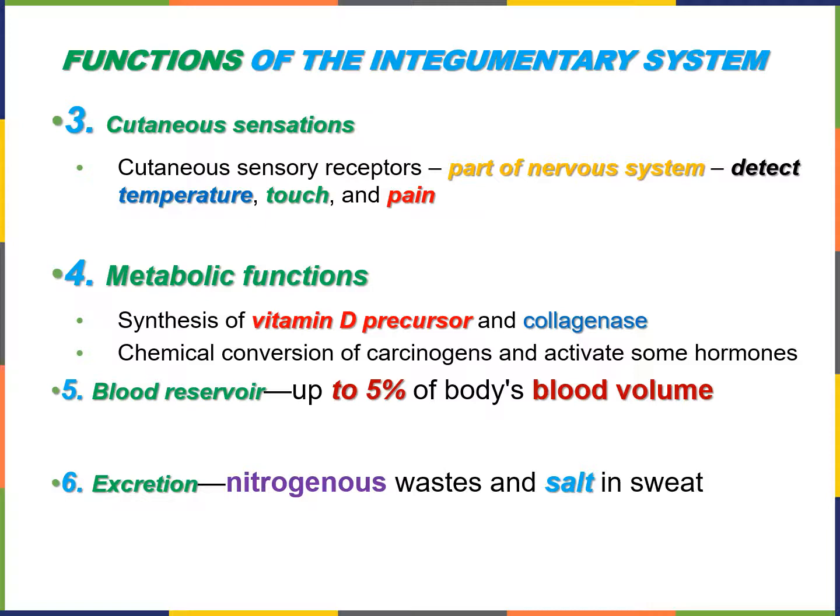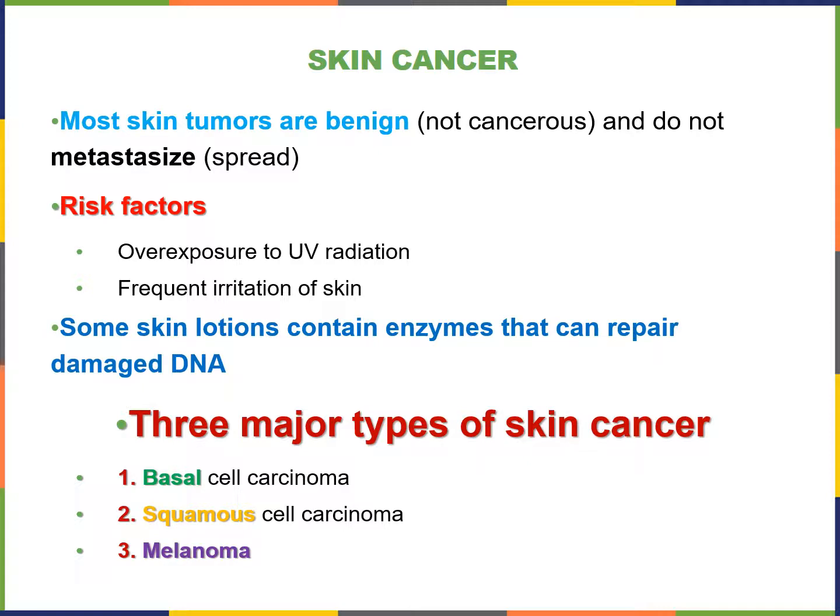Blood reservoir: we can have up to 5% of the total blood volume temporarily stored there, and we're going to have a little bit of excretion, some nitrogenous waste products and salt in the sweat. Skin cancer. Most skin tumors are going to be benign, not cancerous, and that's a good thing. That means they don't metastasize.